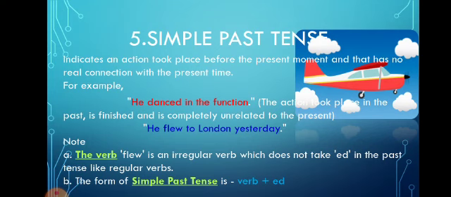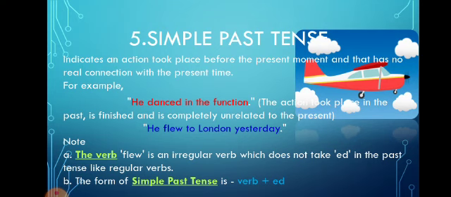He flew to London yesterday. He flew to London yesterday in the aeroplane. You can see the picture of the aeroplane. When did he fly to London? Yesterday. Adjunct. He flew to London yesterday. Who flew to London? He. What did he do? Flew. Where did he fly? To London. When? Yesterday. Flew is an irregular verb, as I told you before.